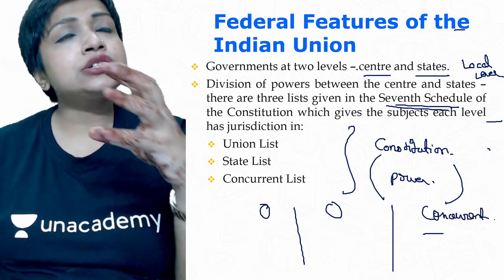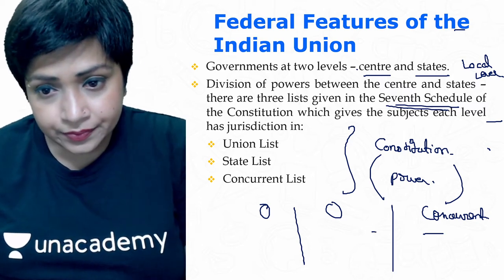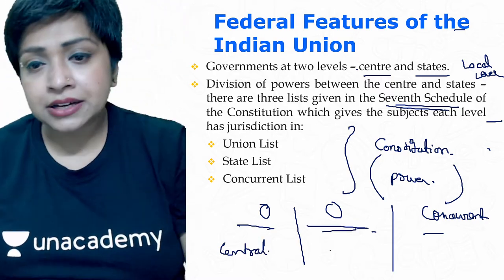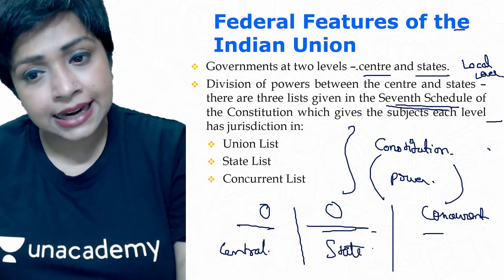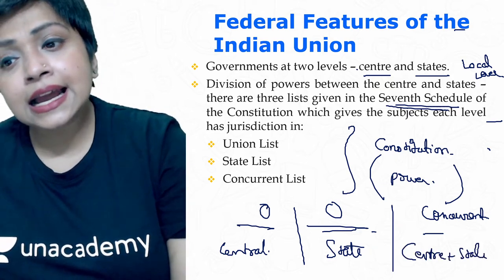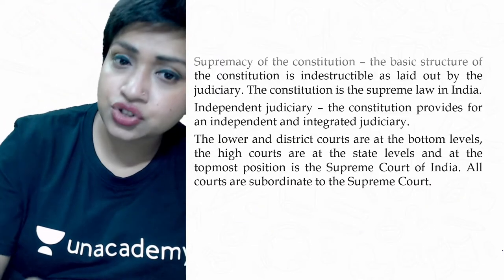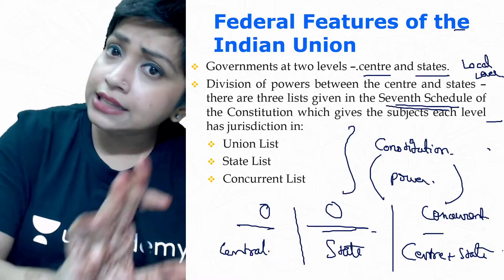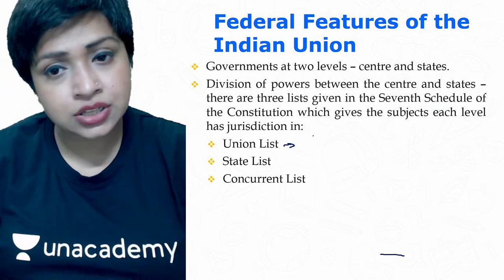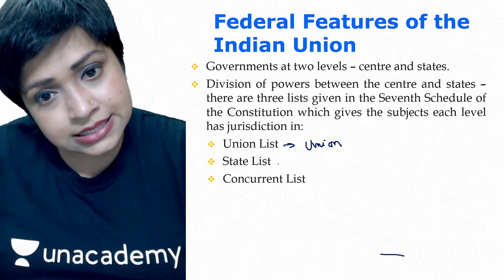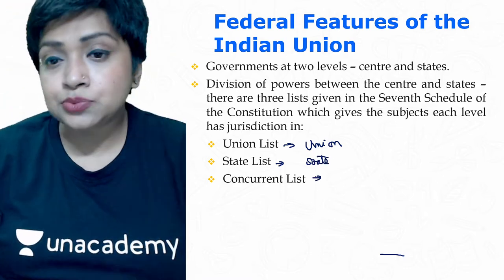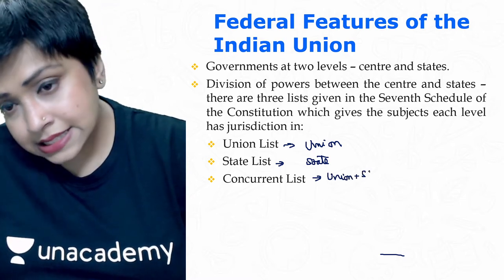In the union list, you have all the matters on which the central government can act. In the state list, you have all the subjects on which the state government can act. The concurrent list has those subjects on which both the center and the state can make laws. I will come to the details of each slowly. So for the union list, the union can make laws on the subjects mentioned in it. The state list has subjects on which the state government can make laws. The concurrent list has those subjects on which both the union and the state can make laws.